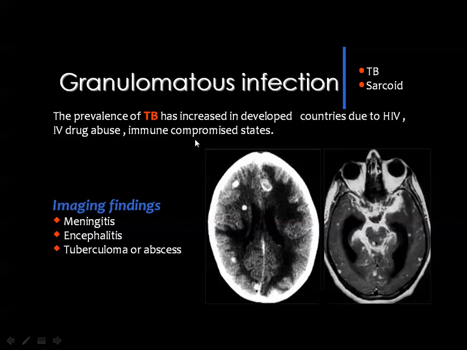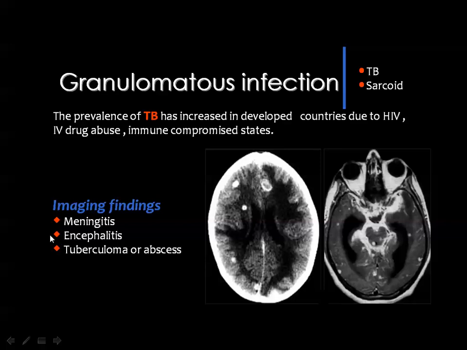Actually, you know that TB is now increasing, I mean intracranial TB is increasing in the developed countries due to HIV infection and intravenous drug abuse, as well as immune compromised states, including cancer and patients with organ transplant. The introduction of TB bacilli intracranially may result in tuberculous meningitis, tuberculous encephalitis, and tuberculomas or tuberculous abscesses.